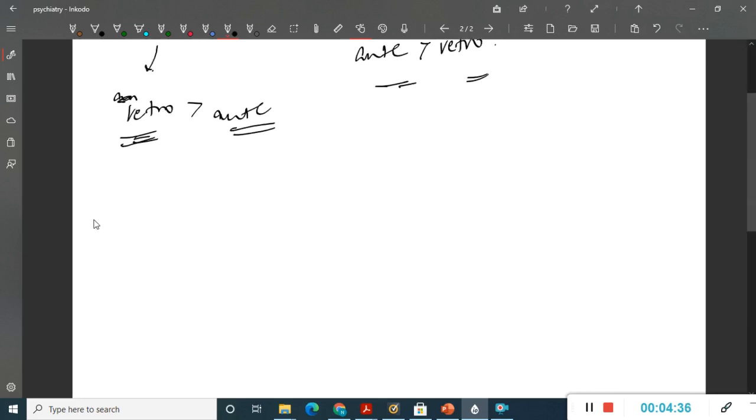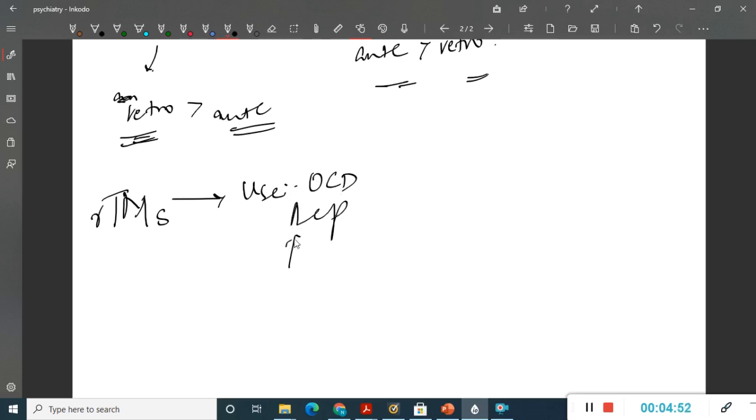There is one more method called repetitive transcranial magnetic stimulation. The use of repetitive transcranial magnetic stimulation is in OCD. It is used in OCD, depression, post-traumatic stress disorder and anxiety. You can use it. What is this done?